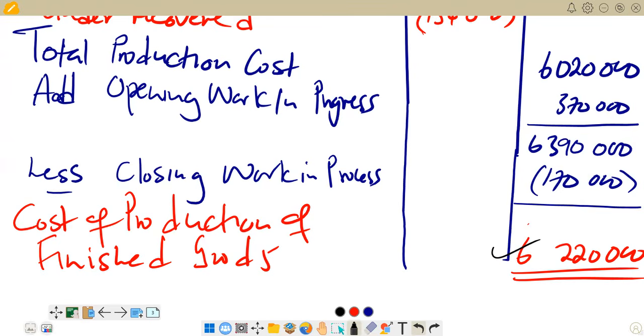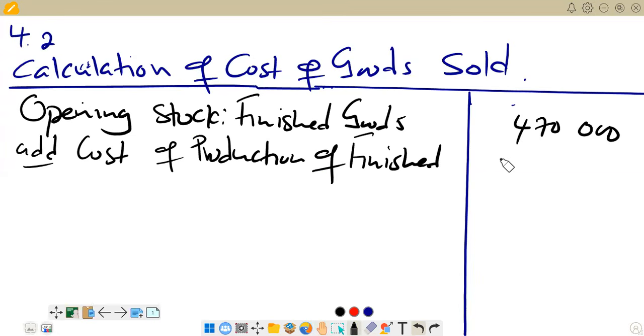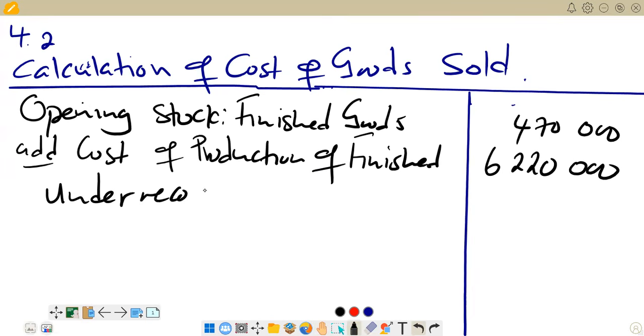So we go back there on the calculation part. Here we have got 6,220,000. Right. And also we are supposed to add the under recovery. The under recovery also will come here. So if it was an over recovery, we are supposed to subtract it here.